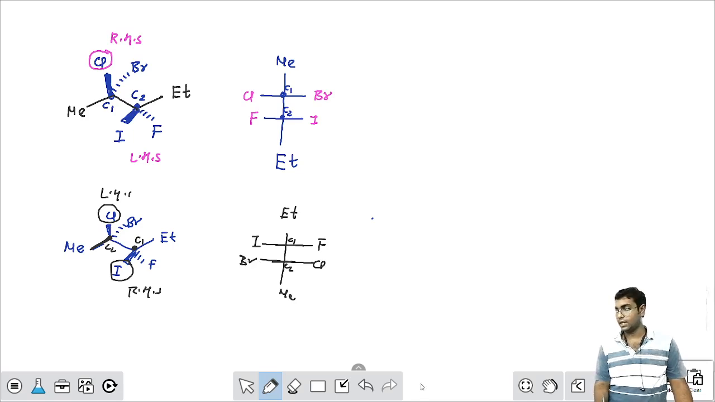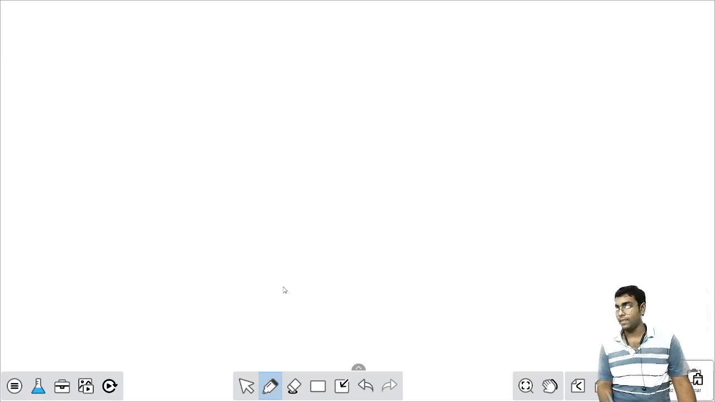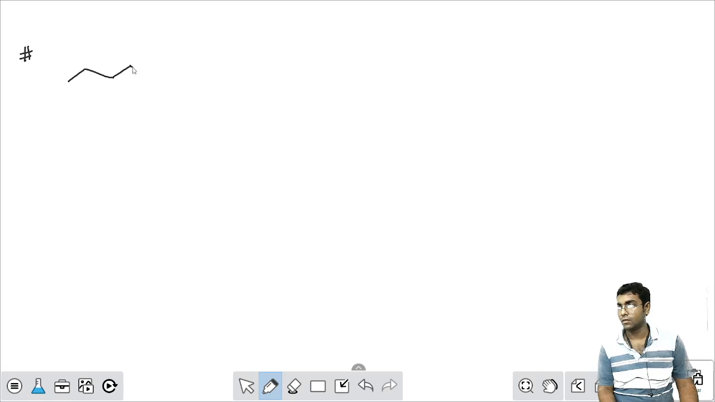Okay, let's try to draw some more molecules this way. Okay, so let me draw.